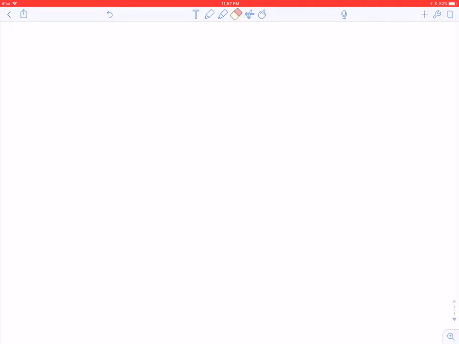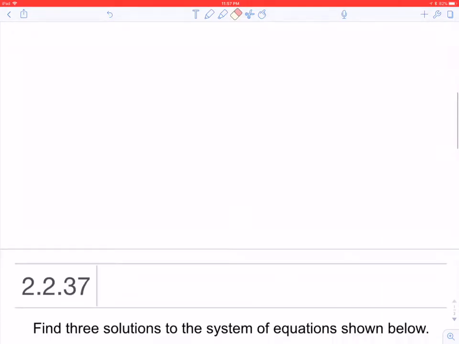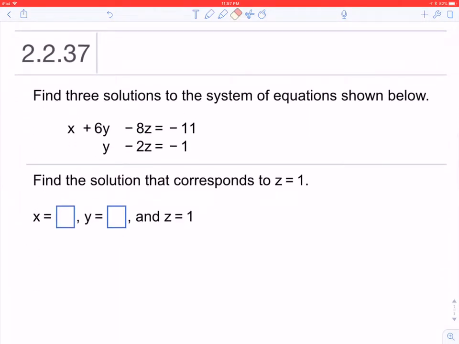So this question comes in from, I think, Finite Math. It says find 3 solutions to the system of equations shown below. Okay, and then we have this system of equations. It says find the solution that corresponds to z equals 1.